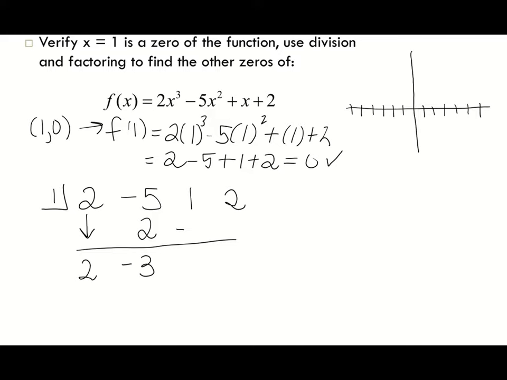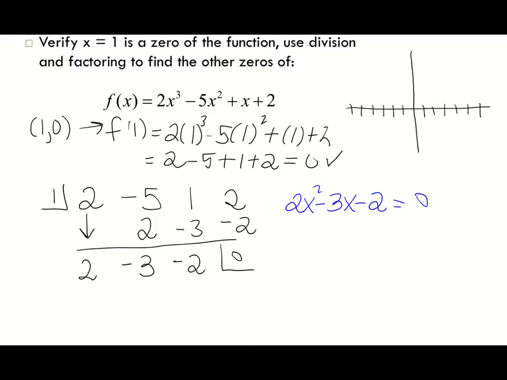1 times negative 3 is negative 3. Add them together, I get negative 2. 1 times negative 2 is negative 2, leaving me with a remainder of 0, which I know should happen because 1 is a zero of the function. So now I have a new function I can go ahead and find the zeros of. I have 2x squared minus 3x minus 2, and I want to find when this is equal to 0 to find my other zeros.